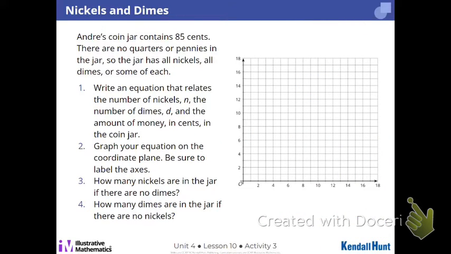So we're going to roll through this together. I'm going to try to get you a little bit of homework time today. Okay. So we've got Andre. He's got a jar. It has 85 cents. No quarters, no pennies. And no weird things. No 50-cent pieces or anything. So no quarters, no pennies. That means he has nickels and dimes.